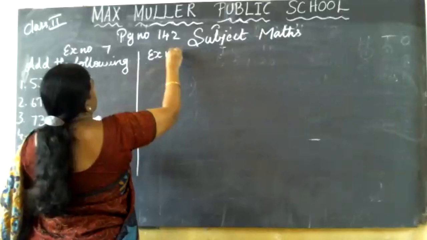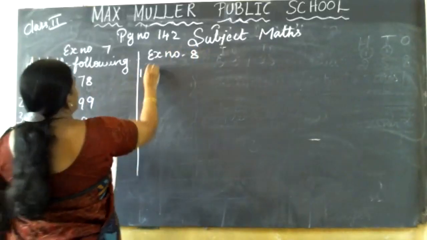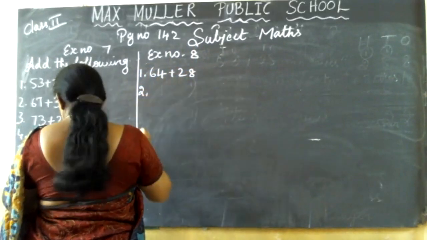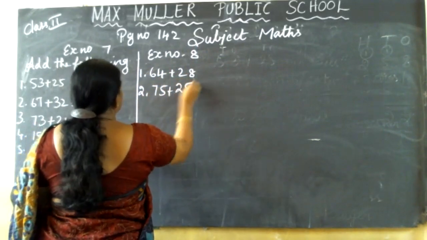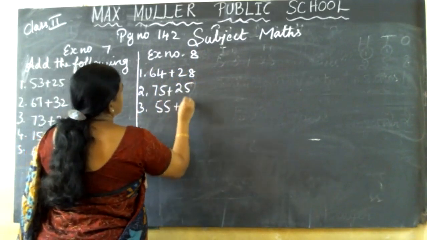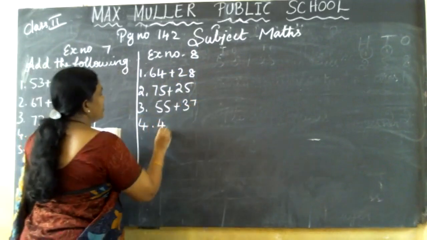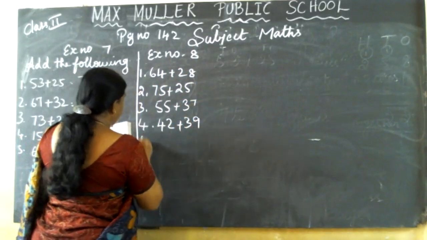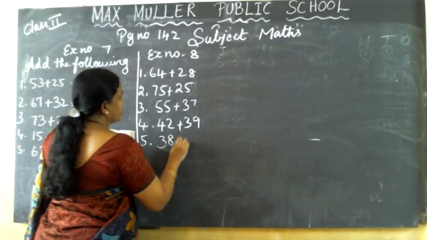Exercise number 8. First one, 64 plus 28. Second one, 75 plus 25. Third one, 55 plus 37. Fourth one, 42 plus 39. Fifth one, 38 plus 46.